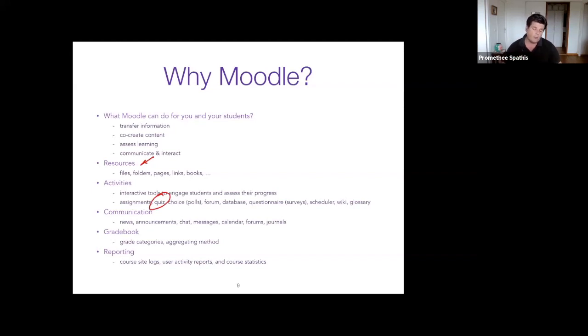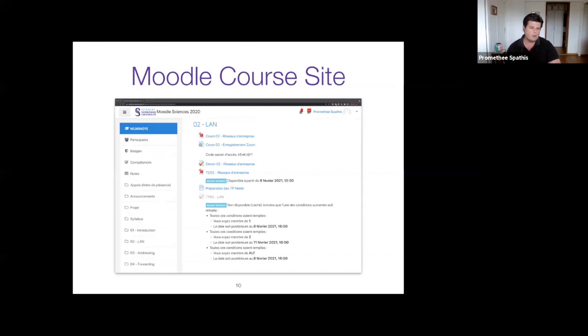And we also have the gradebook where grades are posted under different categories. And we can even aggregate those grades together and provide some averages for each of the components that I presented previously. And then, most importantly, we have the reporting. And the reporting, this is what I'm going to analyze during that presentation and show you what we can learn about our students.